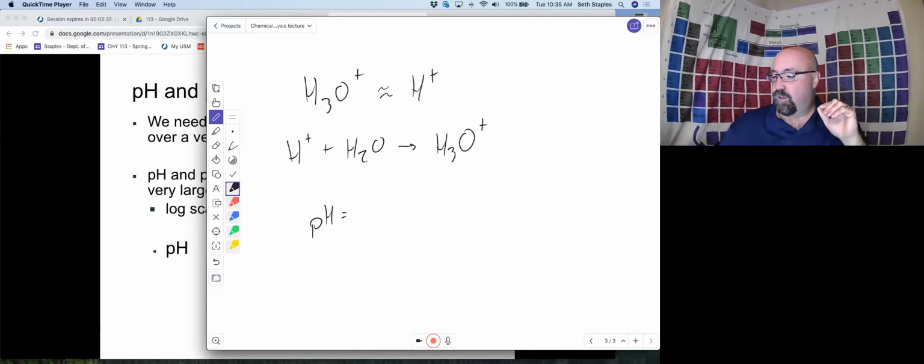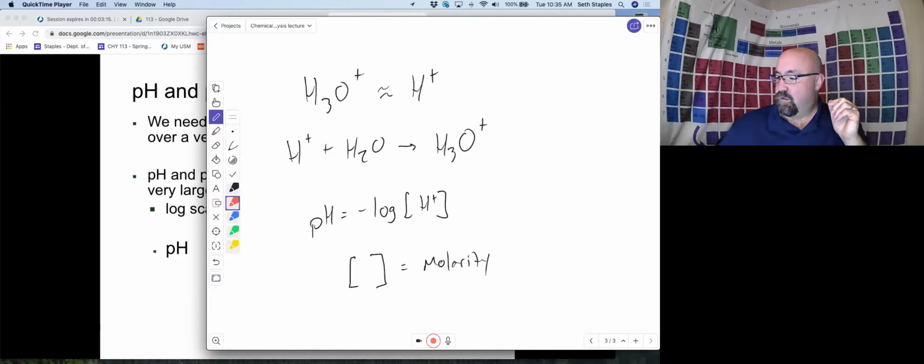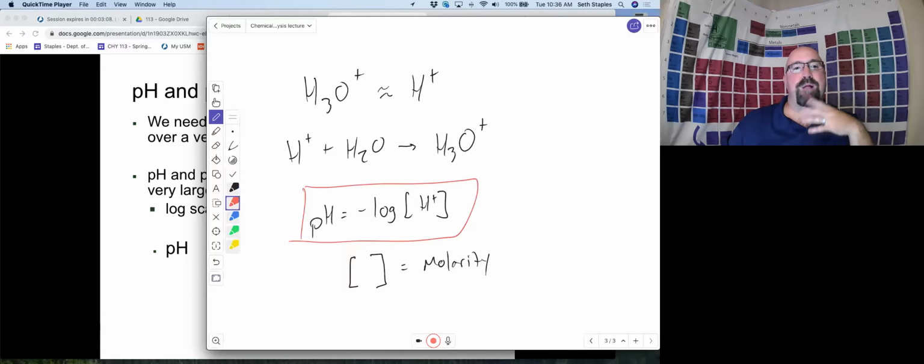If you haven't seen these brackets yet, by the way, these brackets just mean molarity. So this pH equation just means that pH is the negative log of the molarity of our H plus. So as long as we know that concentration in molarity, we can calculate our pH.